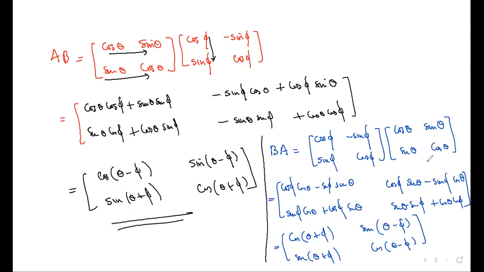Now tell me, are they both equal? AB and BA? Are they equal? The position is changed. The corresponding elements are not the same, no? If corresponding elements are not the same, then they are not equal. So from 1 and 2, AB is not equal to BA. I hope you understood this.